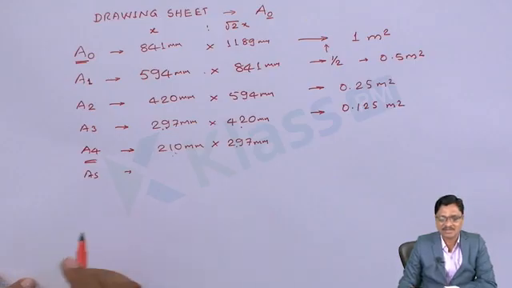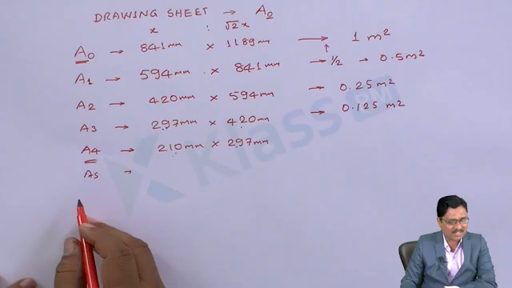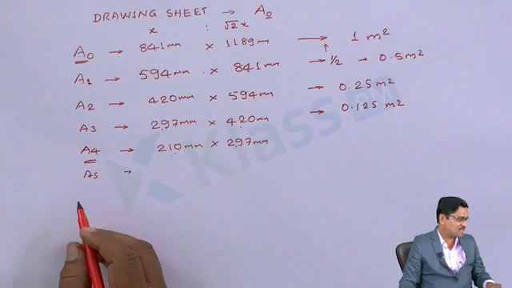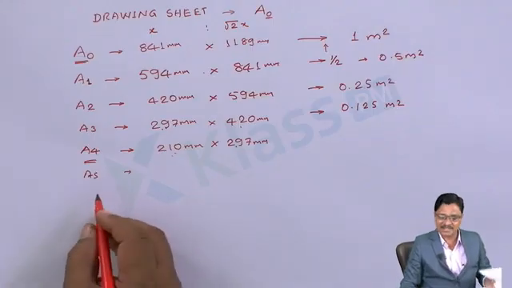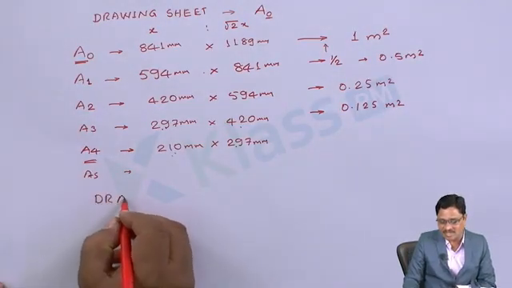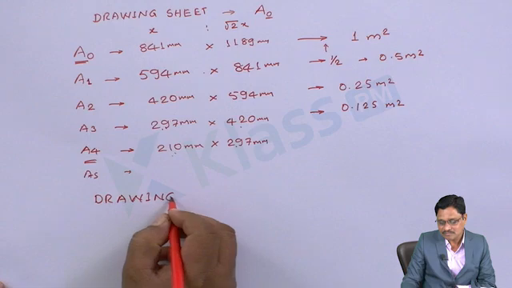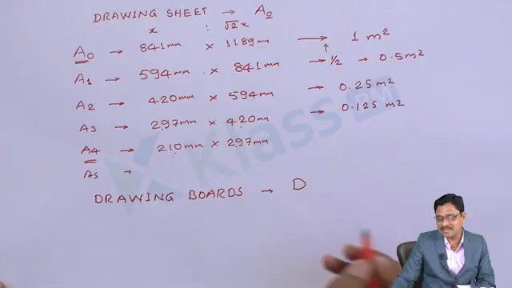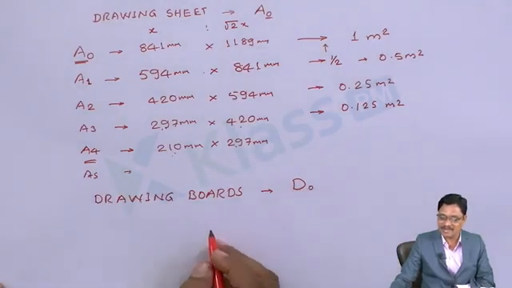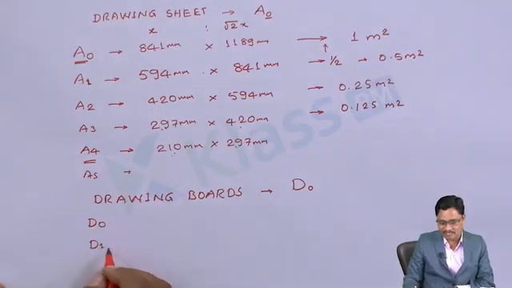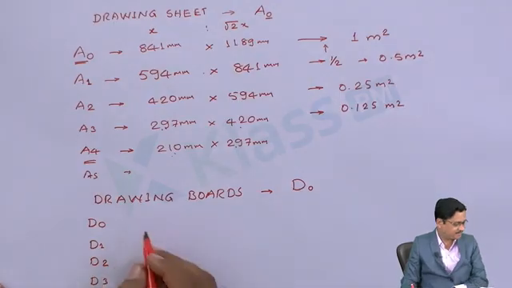Similarly, the drawing board is used as the drawing support. Generally, drawing boards are designated by the letter D. Again speaking of the drawing sheet, drawing boards are designated by the letter D followed by a number, so these are specified as D0, D1, D2, D3.